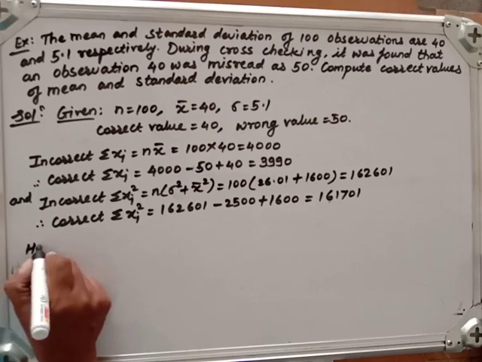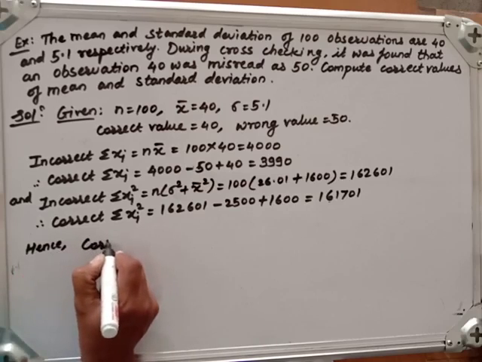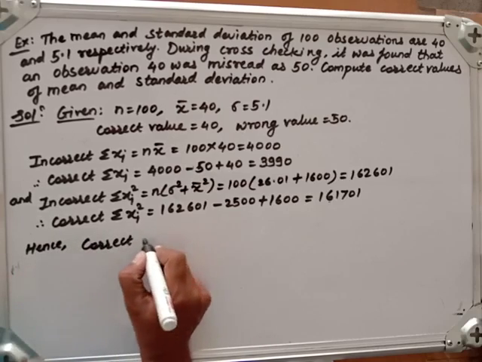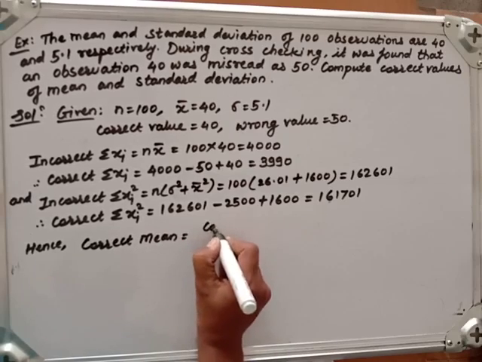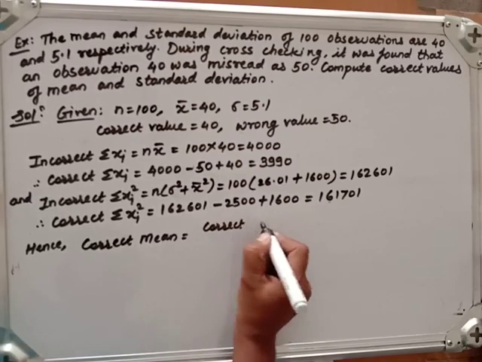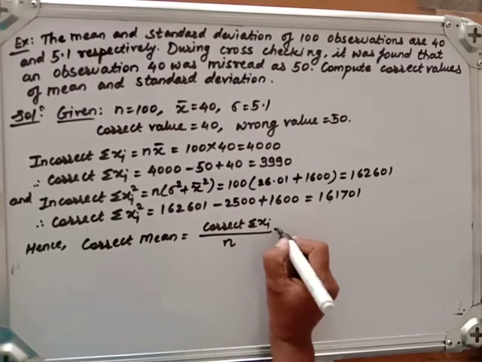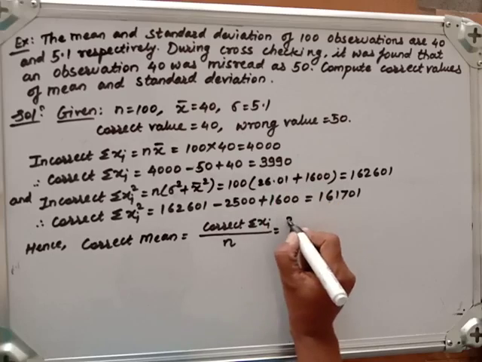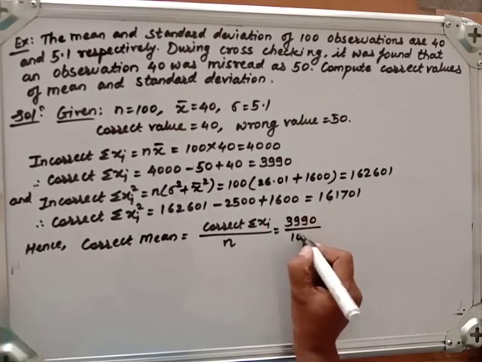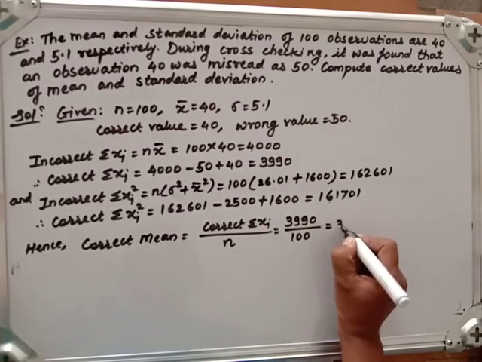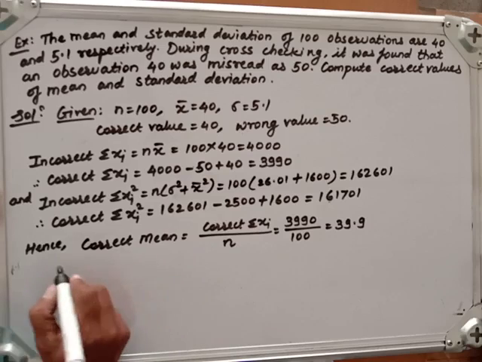Now we can easily calculate the correct mean and correct standard deviation. The correct mean is equal to correct summation xi upon n. The correct summation xi is 3990 upon 100, so it is 39.9.